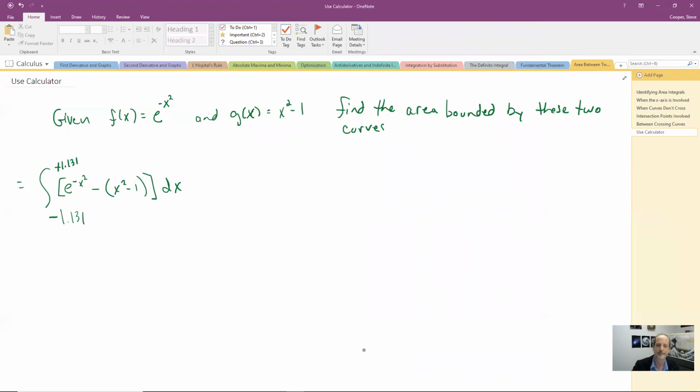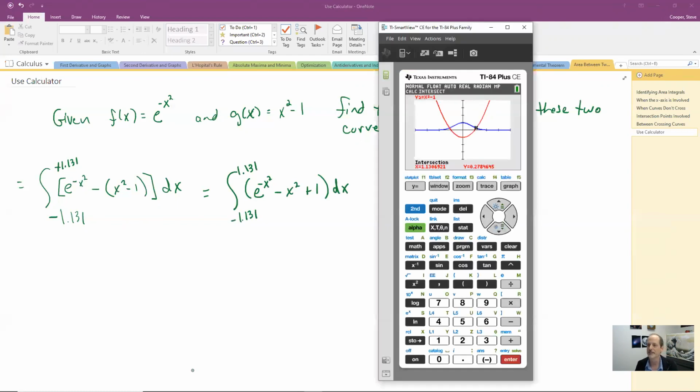Okay, kind of a mess because it's got 3 decimal places. So don't fret it. I'm going to show you a friendlier way to go about it. All right, so I'm just distributing the negative. That's all I've got left to do there. So what we want is the integral of e to the negative of x squared minus x squared plus 1 dx. Back to the calculator.